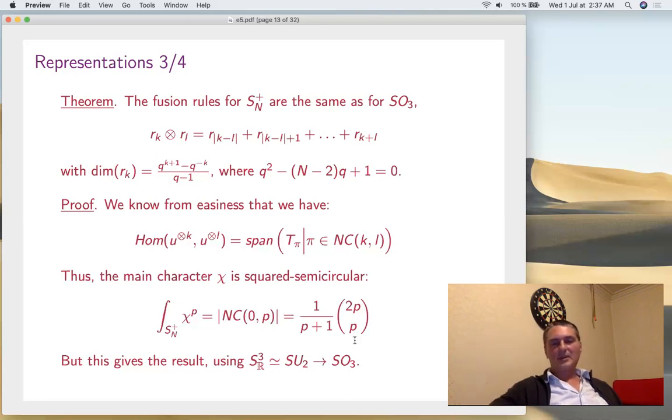So yeah, we lead to the conclusion that chi for Sn plus has the same law as chi for SO3. And everything depends on chi, right? So you get the same fusion rules as for SO3. Well, this is a bit tricky. Of course, you don't need to be at this level. So once you have this, this is just a count here, okay? Counting partitions. It's Catalan. That's very easy by recurrence as usual.